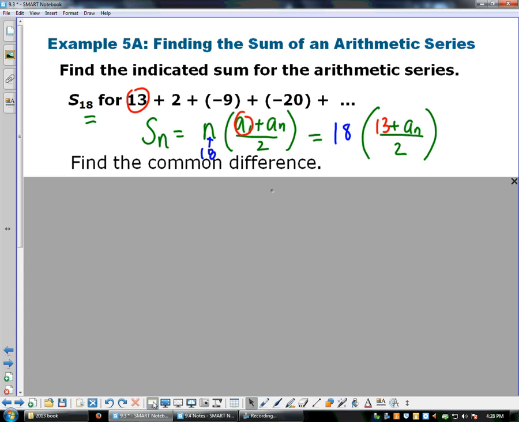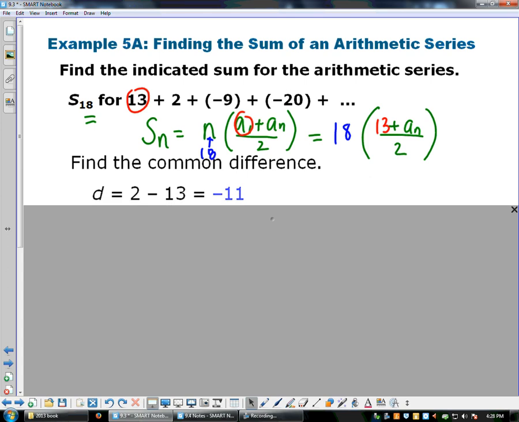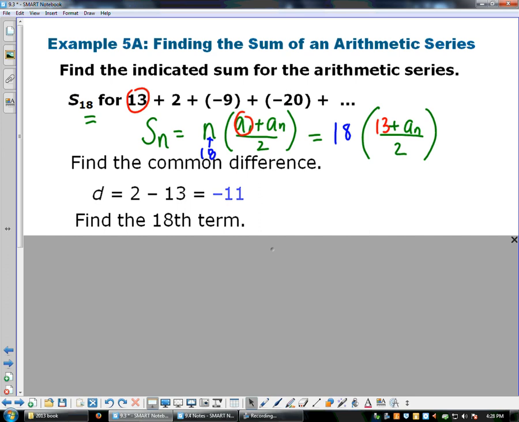So if I think about 13 to 2, and 2 to -9, and -9 to -20, what's my pattern there? Well, the difference in each of those, if I subtracted between the first two, 2 and 13, it's a difference of -11, which makes sense because it's getting smaller. Now we're going to use that to find the 18th term.